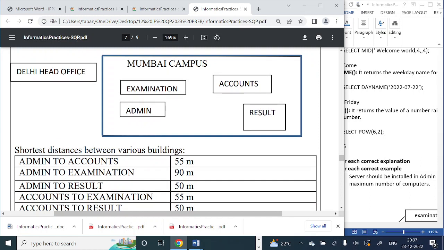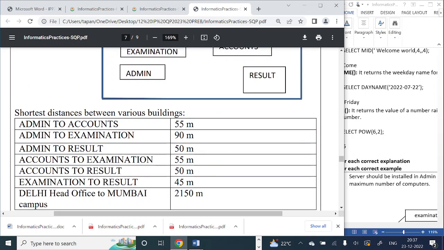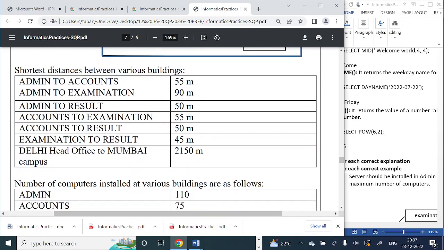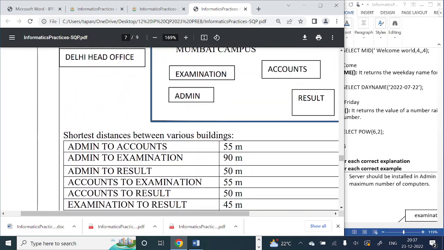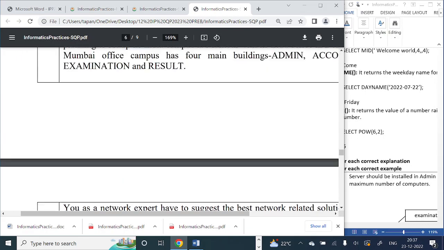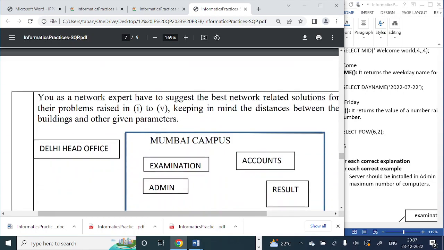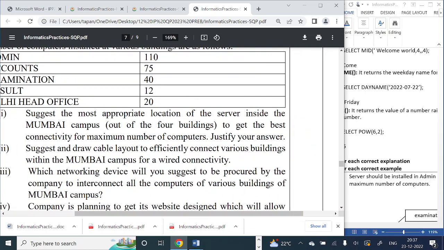Now the shortest distances between various buildings they have given: admin to account, admin to examination, admin to result. So between the two blocks, buildings, they have given the distance and the number of computers. Now this question is asked every year. This is your question number 32 of section D, a 5 marks question, and you can see here they have given 5 questions.